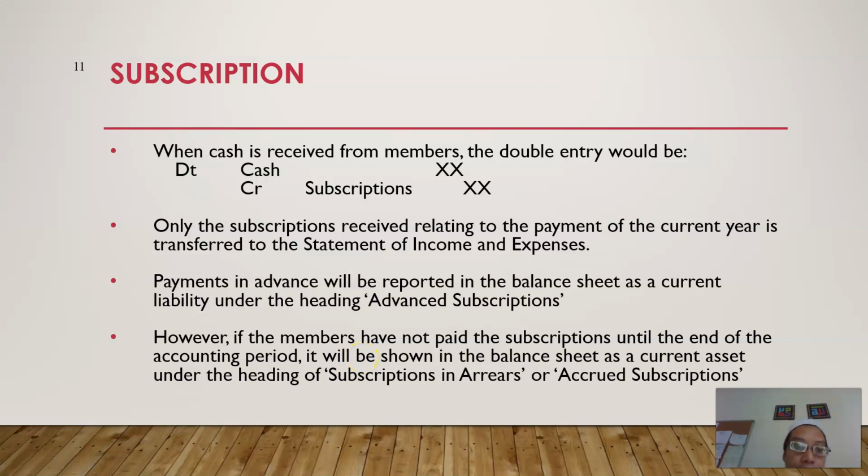So the main revenue source of non-profit organizations would be the subscription fees. When cash is received from members for subscription, the double entry would be to debit cash, because cash is received, cash increases, and then we credit subscription. So subscription is a revenue account. It's an income account. So to increase subscription, we credit subscription by the amount of cash received.